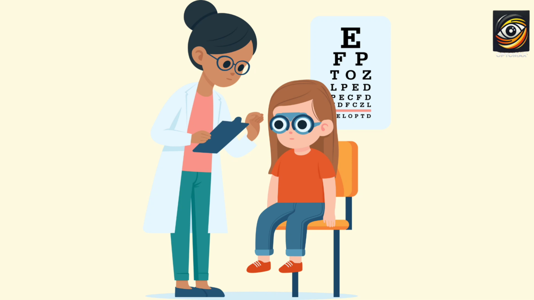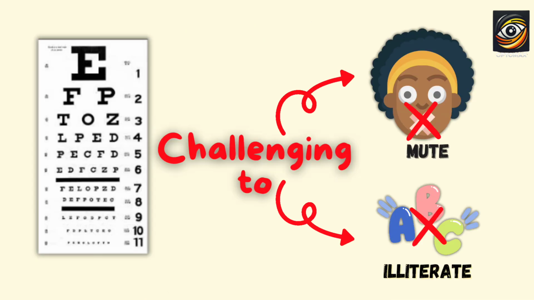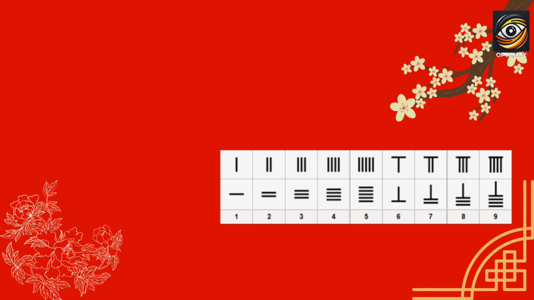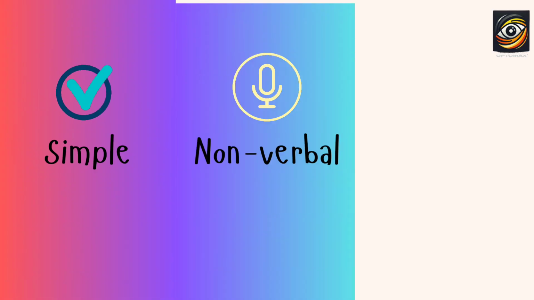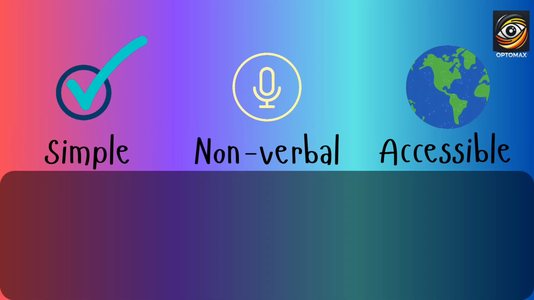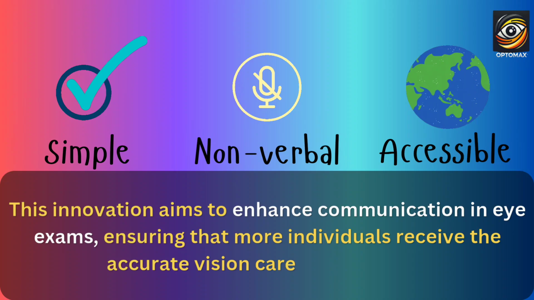In vision testing, traditional charts like the Snellen chart can be challenging for the speechless and the illiterate. Our team has developed a revolutionary chart integrating traditional Chinese numbers with unique astigmatism patterns. It's simple, non-verbal, and accessible to all. This innovation aims to enhance communication in eye exams, ensuring that more individuals receive the accurate vision care they deserve.